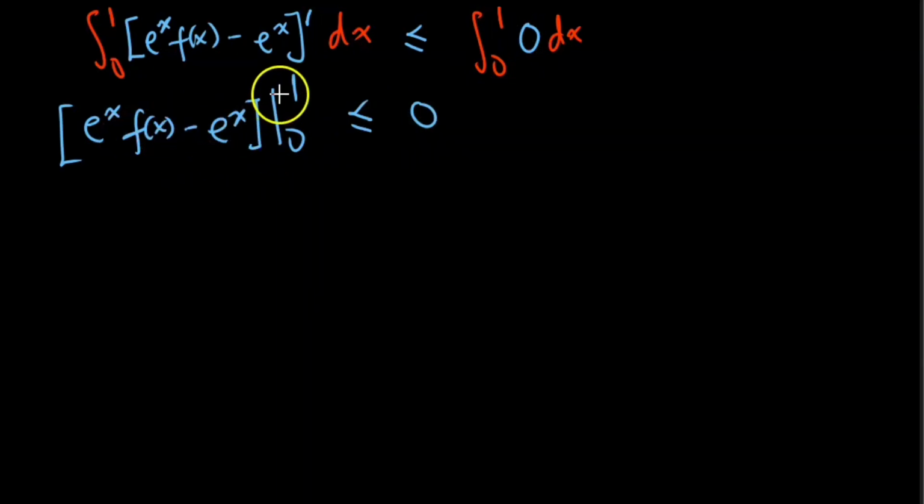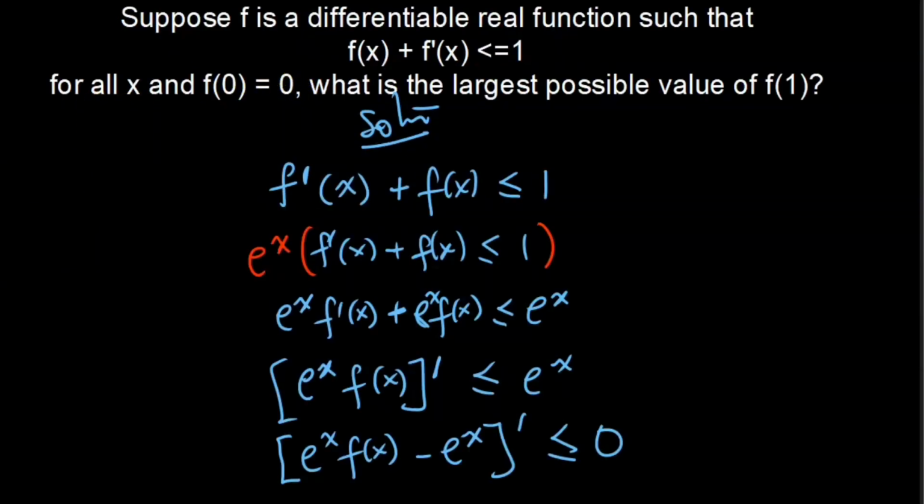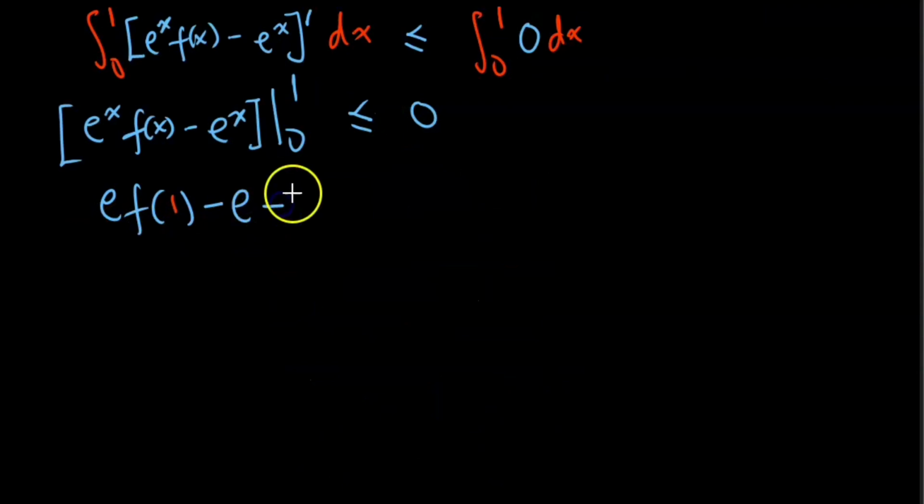Good. So we evaluate this function at 1. This will become e to the power of 1 times f evaluated at 1, then minus e to the power of 1. That's what we get when we evaluate it at 1. Then we subtract the evaluation at 0. Notice that the initial condition is given at 0, so f at 0 gives 0. Then minus a negative, that will be plus: we evaluate this term at 0, and that is just going to be 1. This is equal to 0.